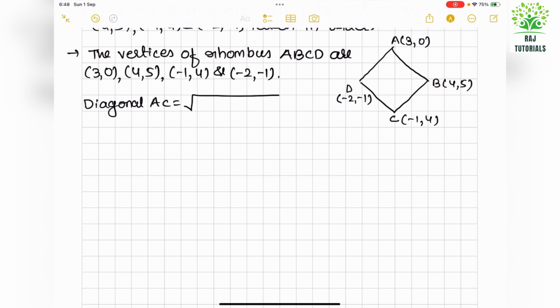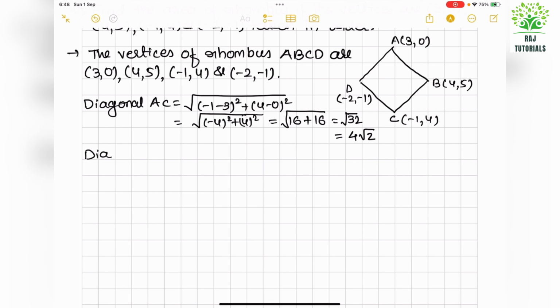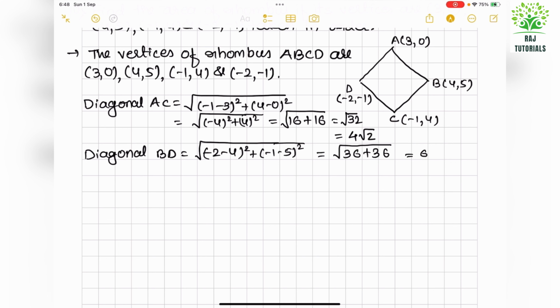I have to use distance formula here. So (minus 1 minus 3) whole square plus (4 minus 0) whole square. So that will be minus 4 square plus 4 square. So that will be 16 plus 16. So root 32. So that will be 4√2. Now diagonal BD will be (minus 2 minus 4) whole square plus (minus 1 minus 5) whole square. So that will be root of 36 plus 36. So that will be 6√2.